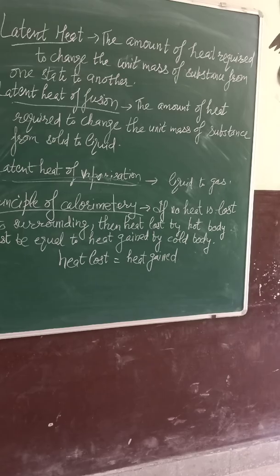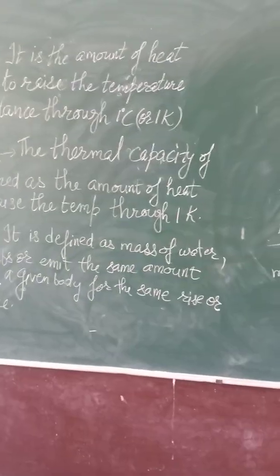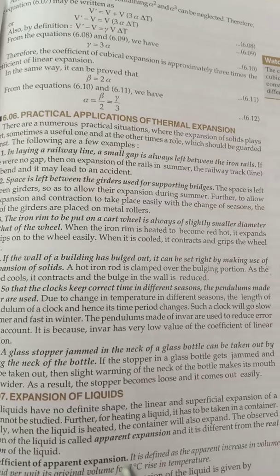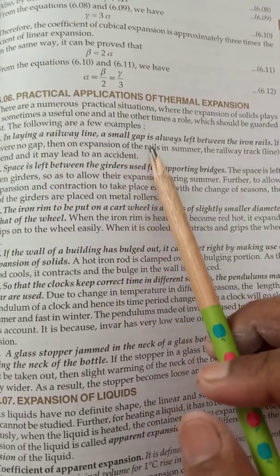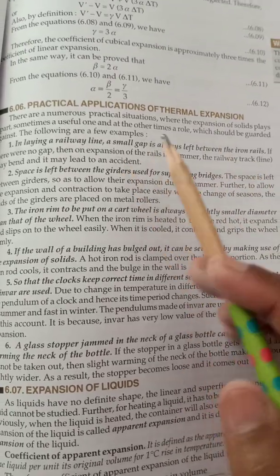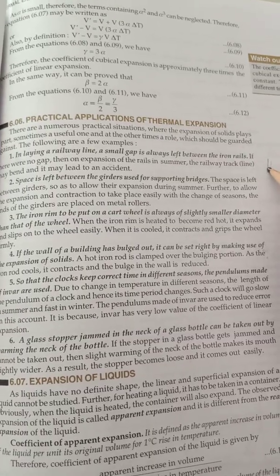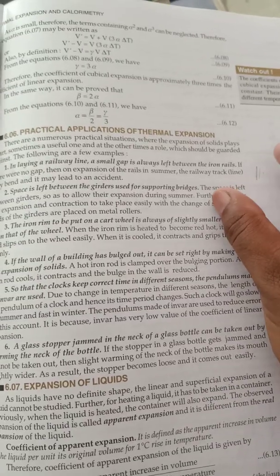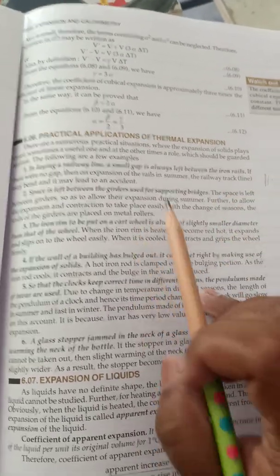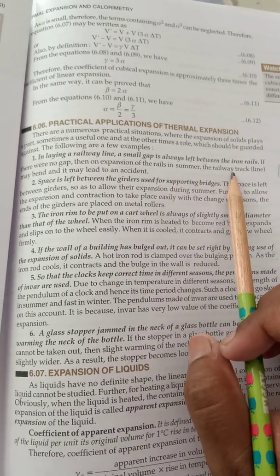Clear? So next बच्चे, you have the applications of thermal expansion. All of you are aware of it. First one is, in laying a railway line, a small gap is always left between the iron rails. Why is there a small gap between the rails? Because during summer more heat means expansion, so these lines may expand and cause an accident. So to prevent accidents, a small gap is always left between the iron rails.